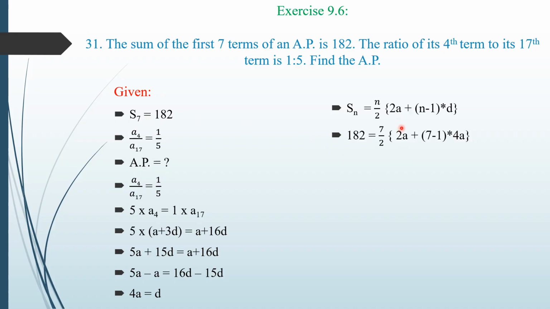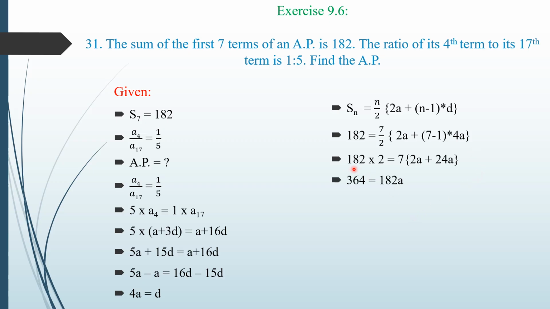2a I'll keep as it is because I don't know the value of a here. Then in place of n, again I'll substitute 7, and in place of d I'll substitute 4a, which I just got from the previous information. When I simplify this further, multiplying this 2 with 182 is equal to 7, I'll keep as it is, and inside this bracket 2a I'll keep as it is, and 7 minus 1 is 6. 6 into 4a is 24a.